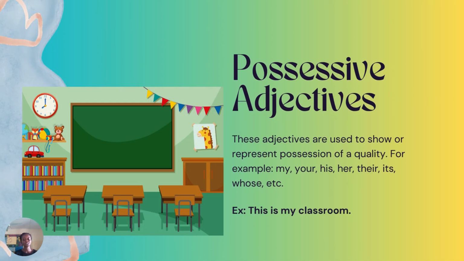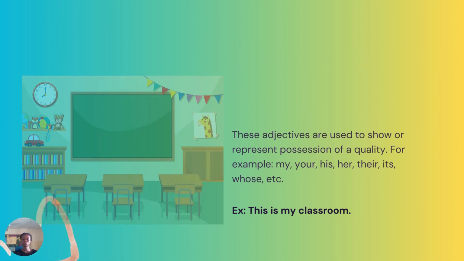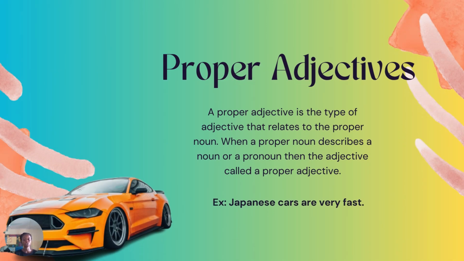Then we have the possessive adjective. As the name implies, it talks about ownership. This adjective is used to show or represent possession of a quality. For example, my, your, his, her, their, its, whose. This is my classroom. This is talking about who owns the classroom. So it's used to show ownership or possession.